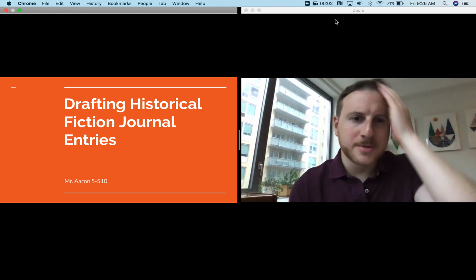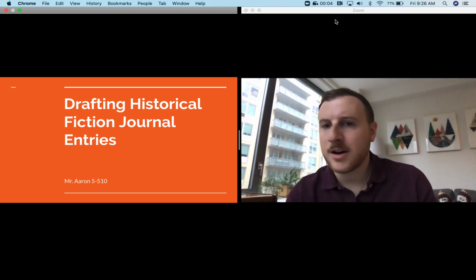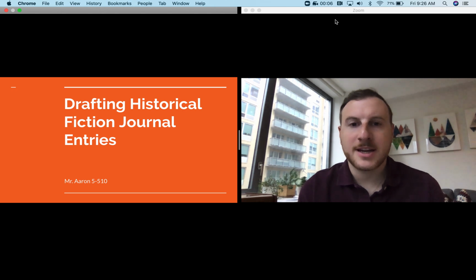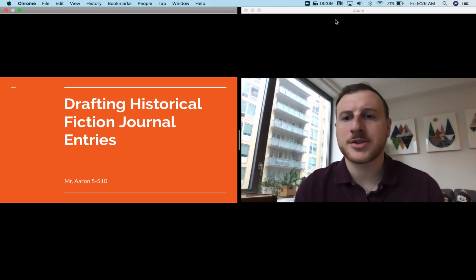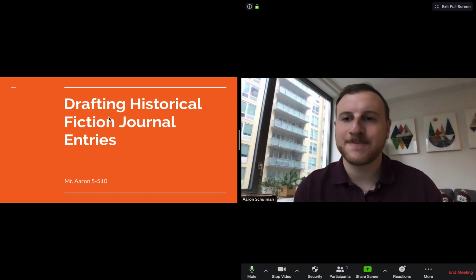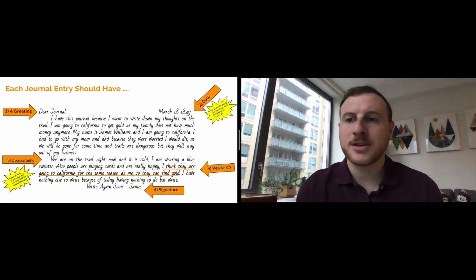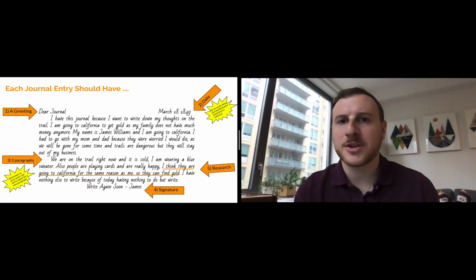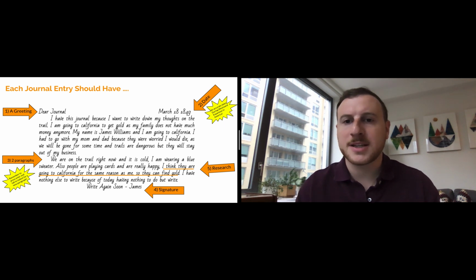Today's another one of those kind of short lessons. What we're going to be doing today is continuing the drafting of our historical fiction journal entries, and I'm going to show you some examples of how you can do that. So, first thing you should remember is that whenever we draft, we can refer to model pieces so that they can help us push our writing forward.